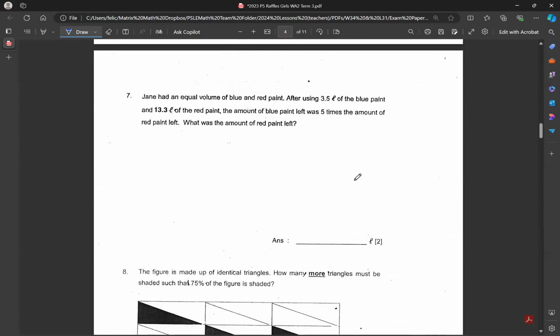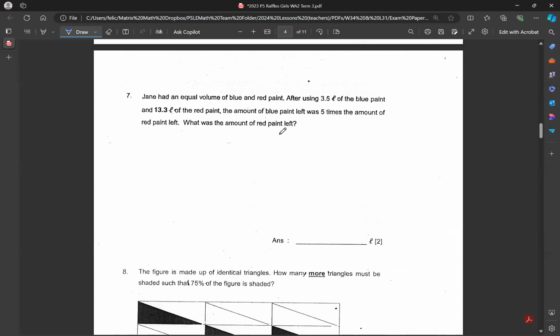Okay, question 7. Jane had an equal volume of blue and red paint. After using 3.5 liters of the blue and 13.3 liters of the red, the amount of blue left was 5 times the amount of red left. What was the amount of red paint left?